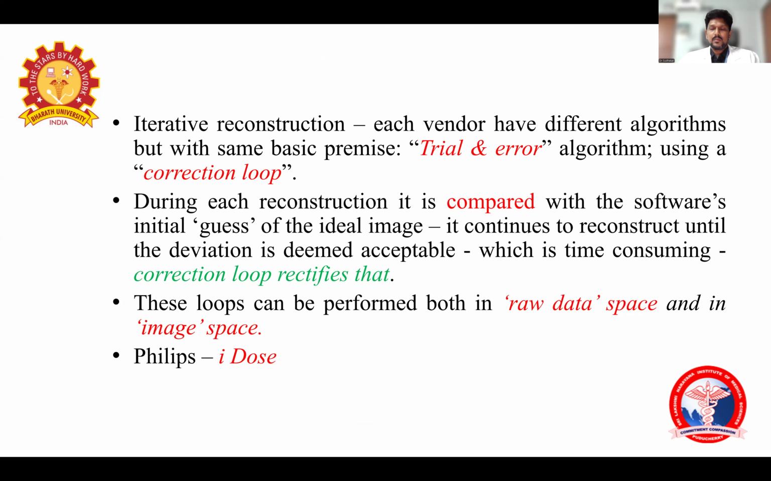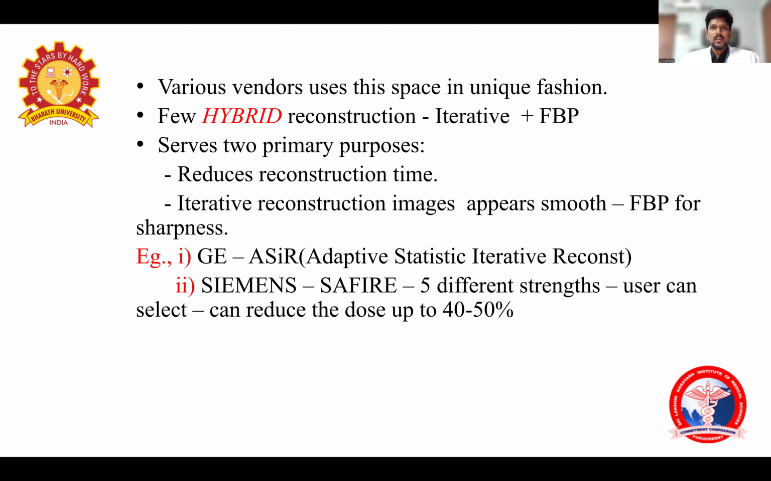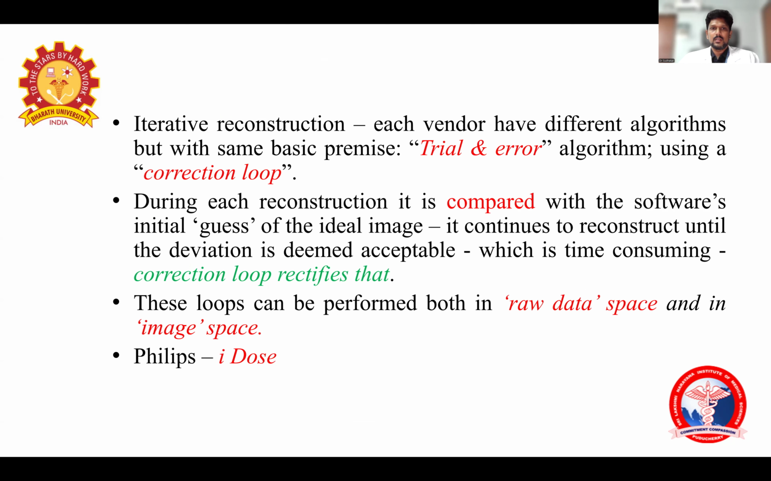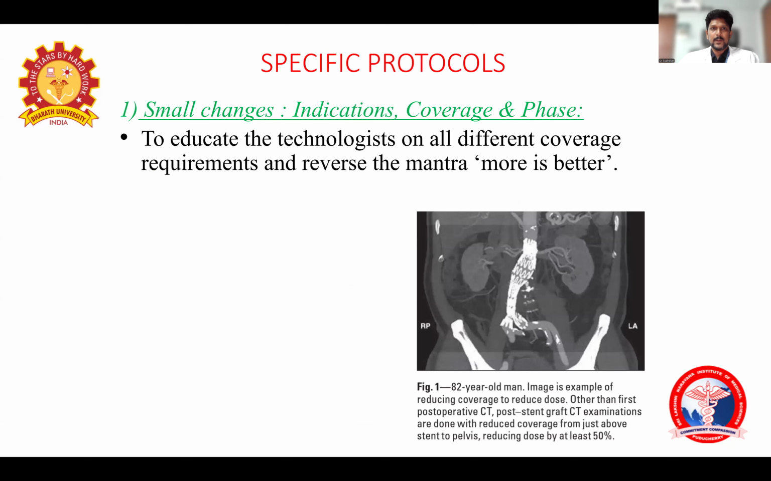These loops can be performed both in raw data space and in image space. Various vendors use this space in unique fashion, and a few hybrid reconstructions have come, which include both iterative and FBP. This serves two primary purposes. One, it reduces the reconstruction time. Then, iterative reconstruction images appear much smoother, whereas FBP is used for sharpness. In GE it is called ASIR, in Siemens it is Sapphire, and in Philips it is iDose.